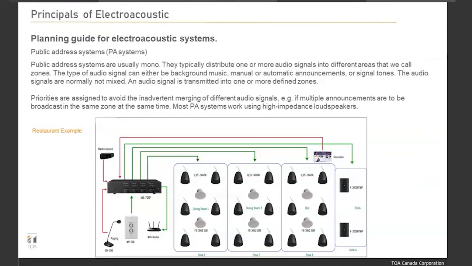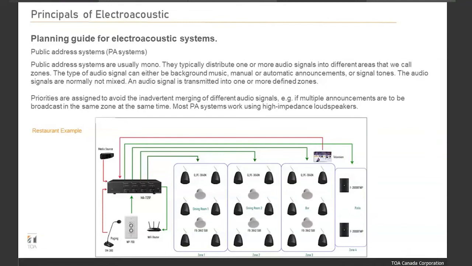The audio signals are normally not mixed. An audio signal is transmitted into 1 or more defined zones. Priorities are assigned to avoid the inadvertent merging of different audio signals. For example, if multiple announcements are to be broadcast in the same zone at the same time.